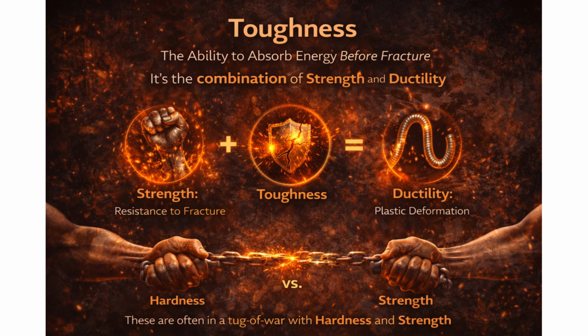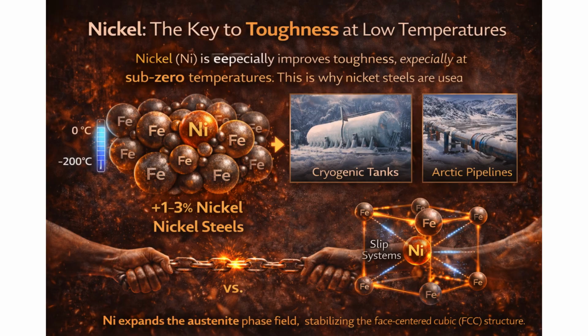Toughness is the ability to absorb energy before fracture. It's the combination of strength and ductility. Ductility is the ability to deform plastically without breaking. These are often in a tug of war with hardness and strength. Nickel, Ni, is the star here. Adding 1-3% nickel to steel dramatically improves toughness, especially at sub-zero temperatures.